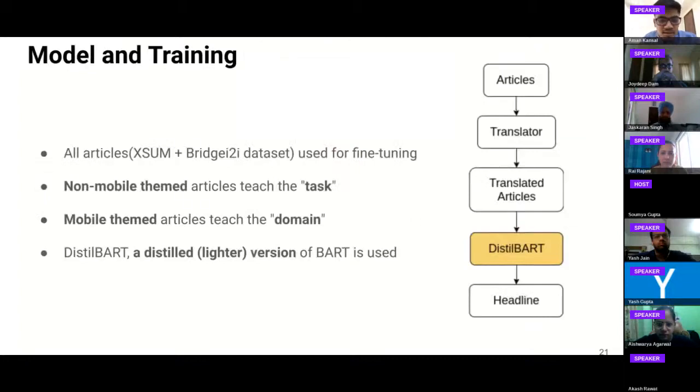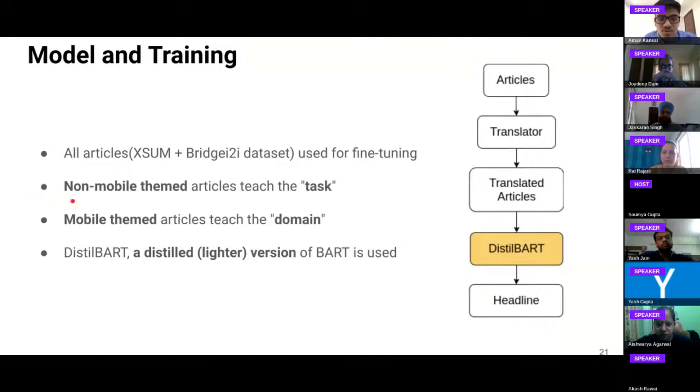And another insight that we had in this approach was that we did not throw away those articles that were classified as non-mobile tech in the first step. Why did we do that? Because they were not completely useless. Though they don't teach you to output words of that particular domain, they still teach you how to adapt to the task, how to achieve that large compression ratio, and how to achieve that data distribution.